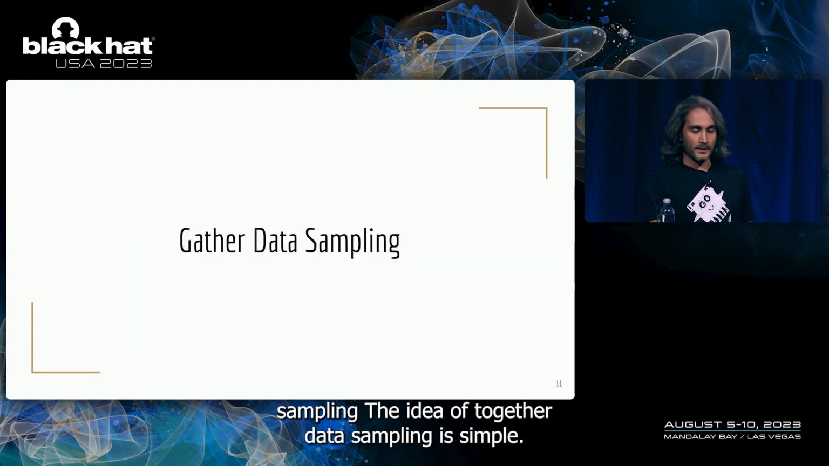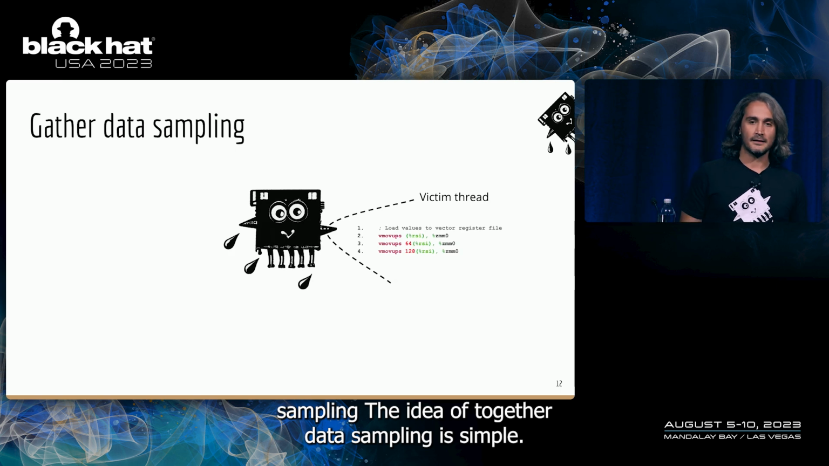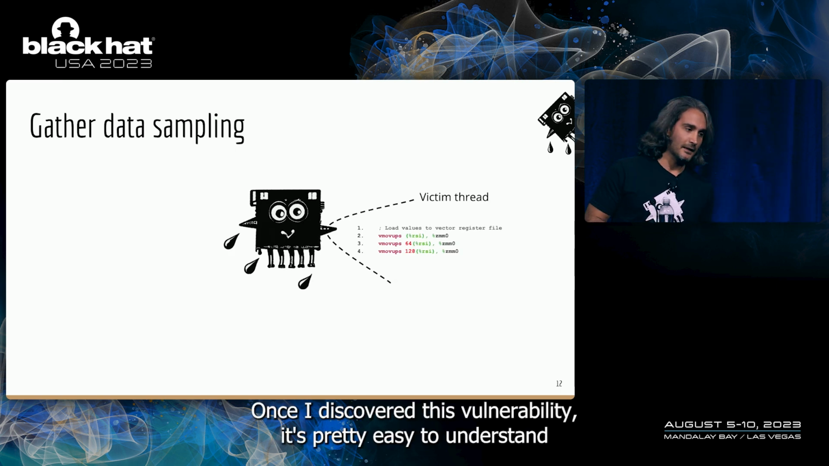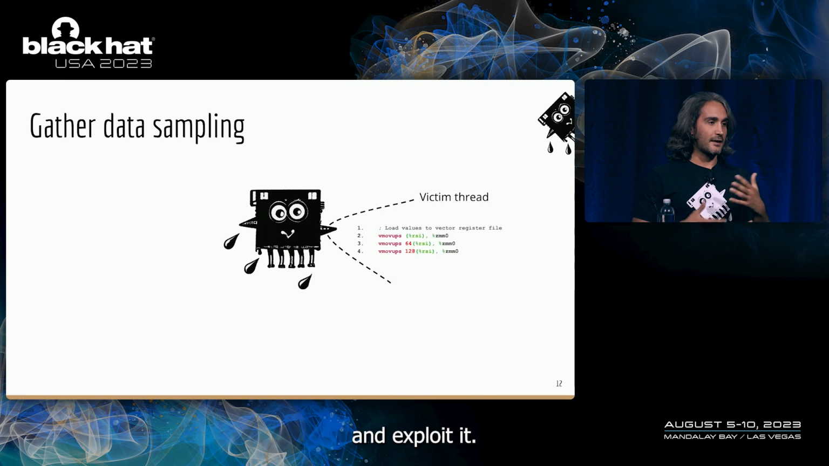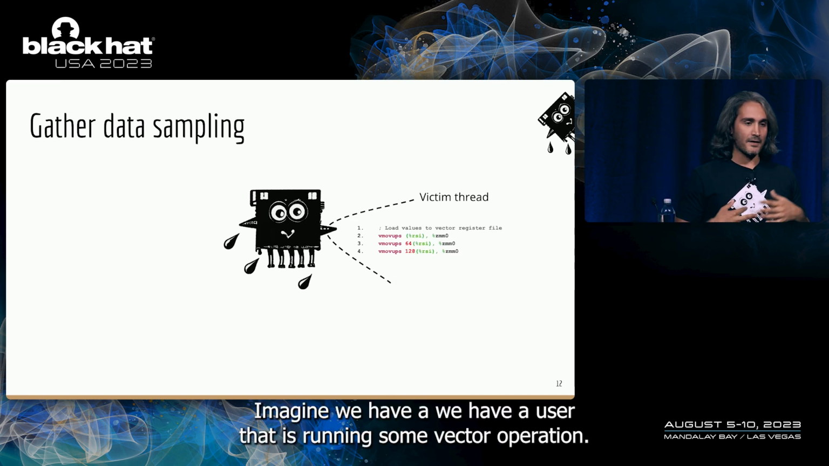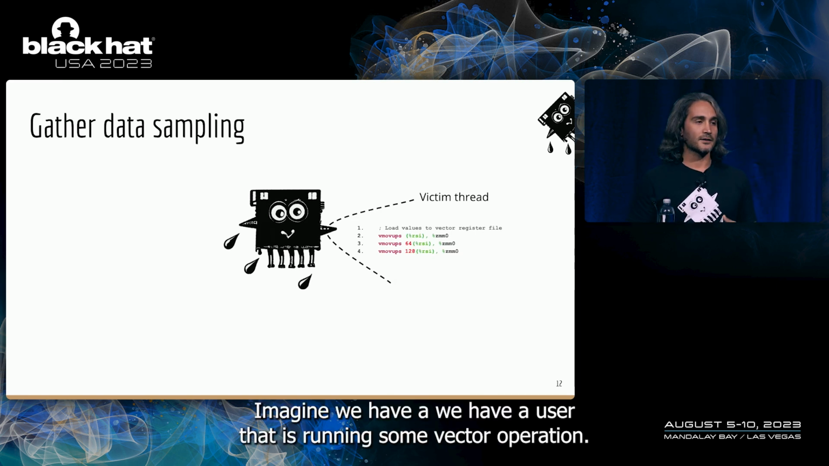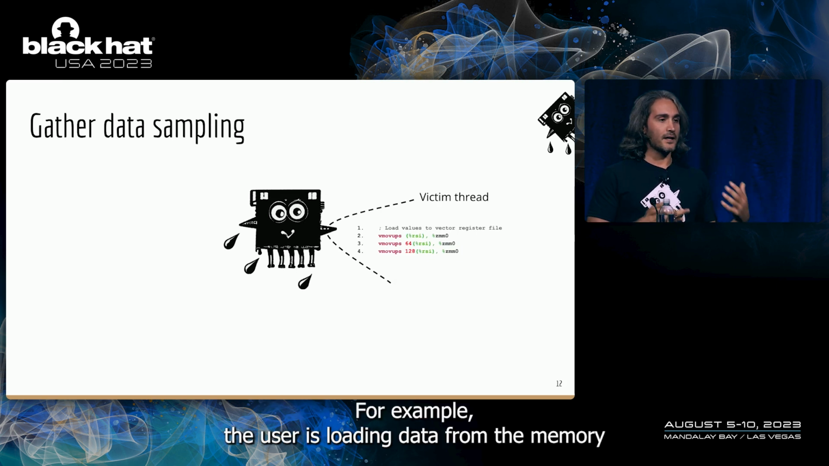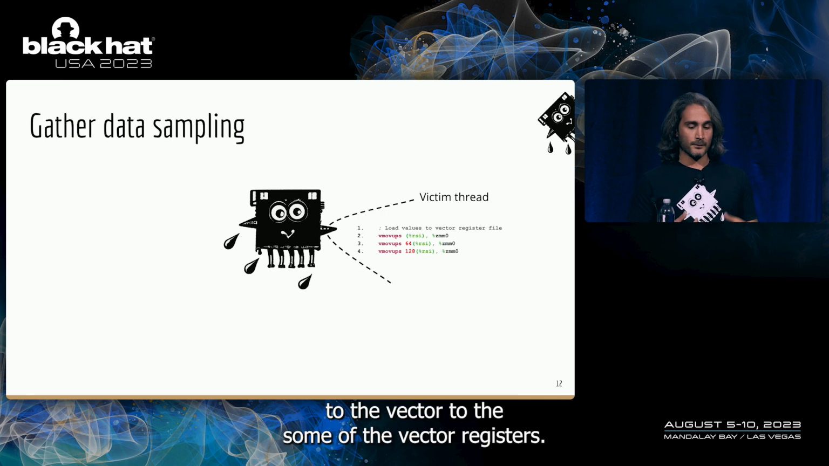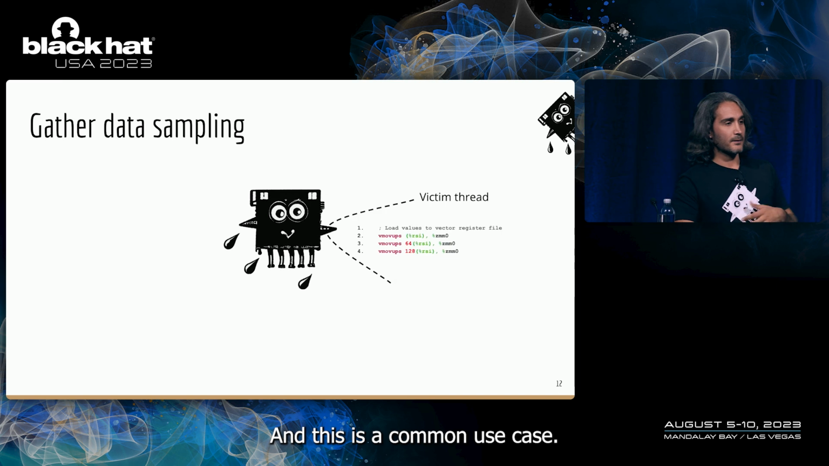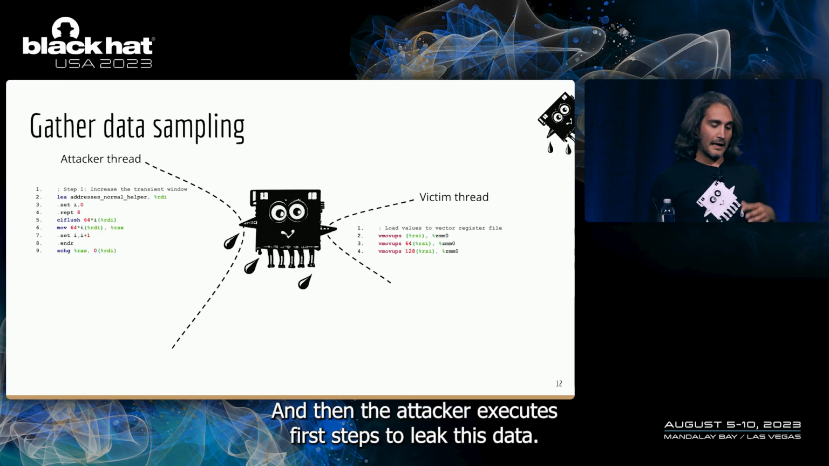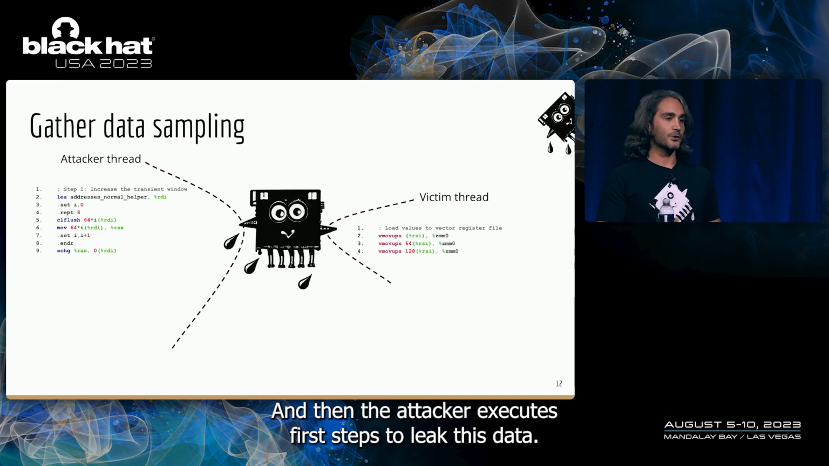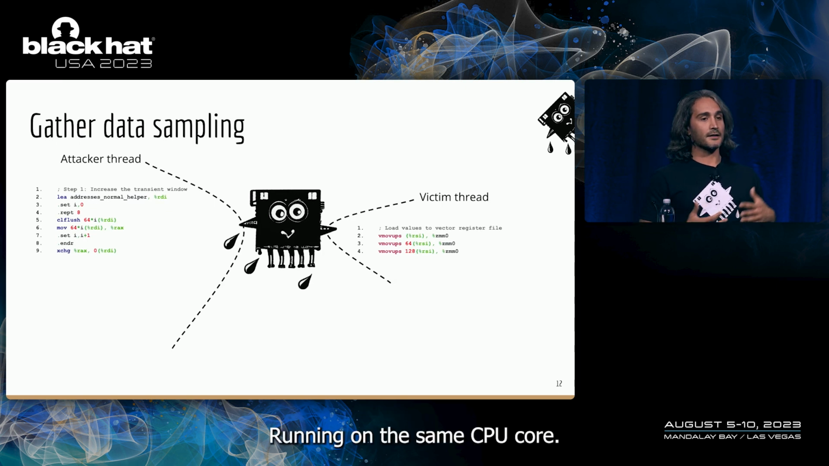Gather data sampling. The idea of gather data sampling is simple. Once I discovered this vulnerability, it's pretty easy to understand and exploit. Imagine we have a user that is running some vector operation. For example, the user is loading data from the memory to some of the vector registers. And this is a common use case. And then the attacker executes 4 steps to leak this data, running on the same CPU core.